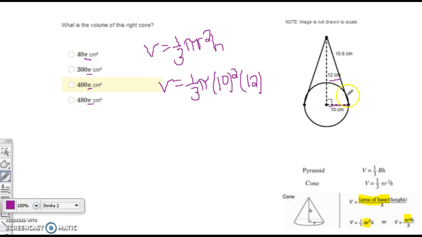Now notice 15.6 is just a distractor. That's not helping us at all. So you can ignore that. Remember, you can't do a height as a leaning thing. It's got to be perpendicular. Height has to be straight up and down.